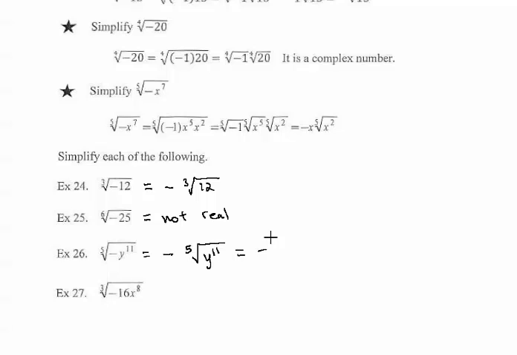5 will go into 11 2 times, so we bring out a y squared, y2. We still have the negative there, and then on the inside we have 1y left over.